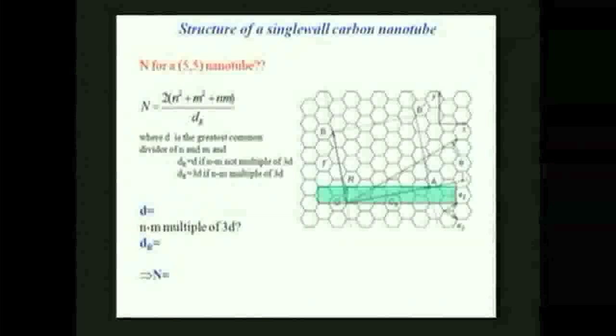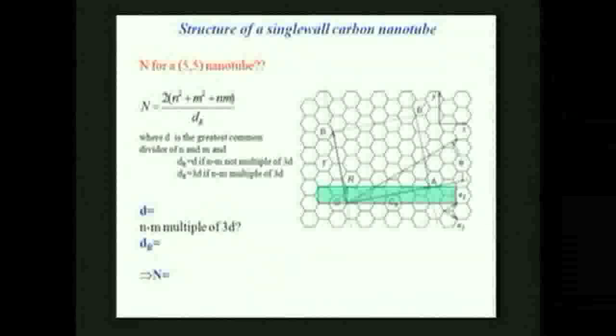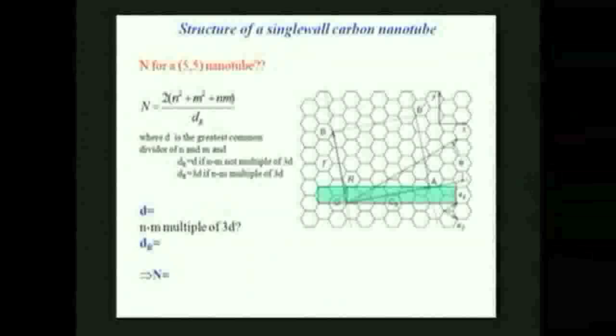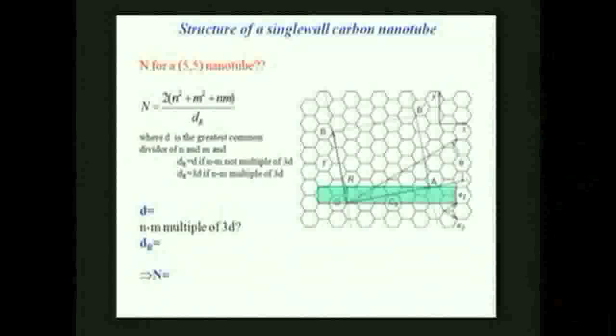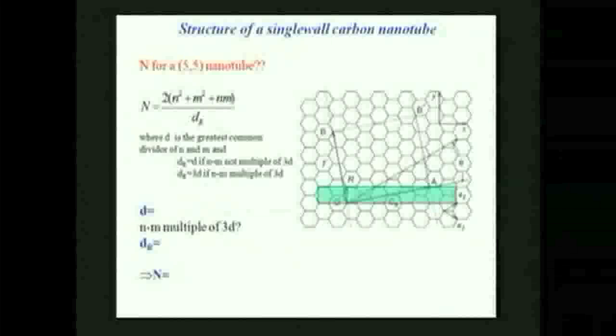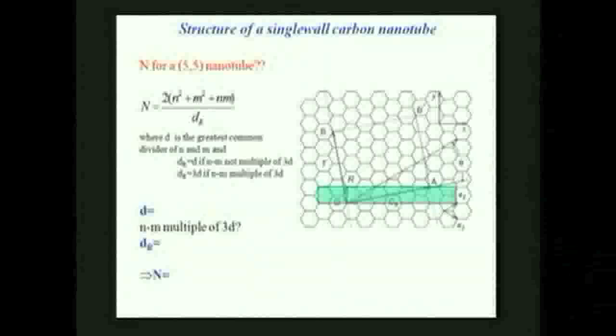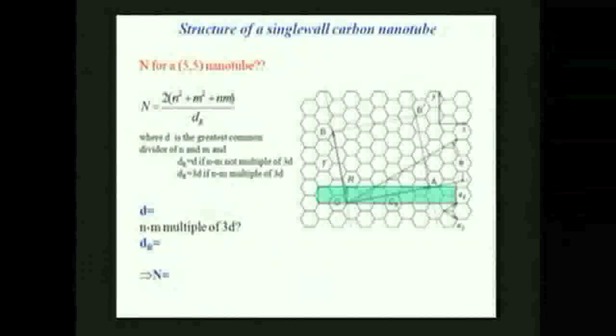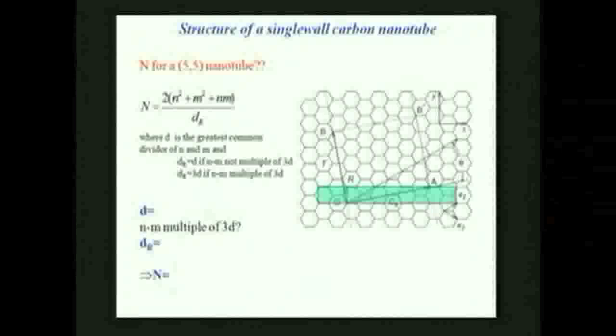So if you start from this point, which is the edge of a hexagon, you go in this direction, the next equivalent point is there. So for a 5,5 nanotube, this is the chiral vector, and this is the translation vector. When you roll it up on itself, this will be the circumference, and this will be the unit cell of the nanotube in the direction of the axis. So when you build the nanotube, you build it like a crystal. You superimpose different unit cells in the direction of the translation vector.